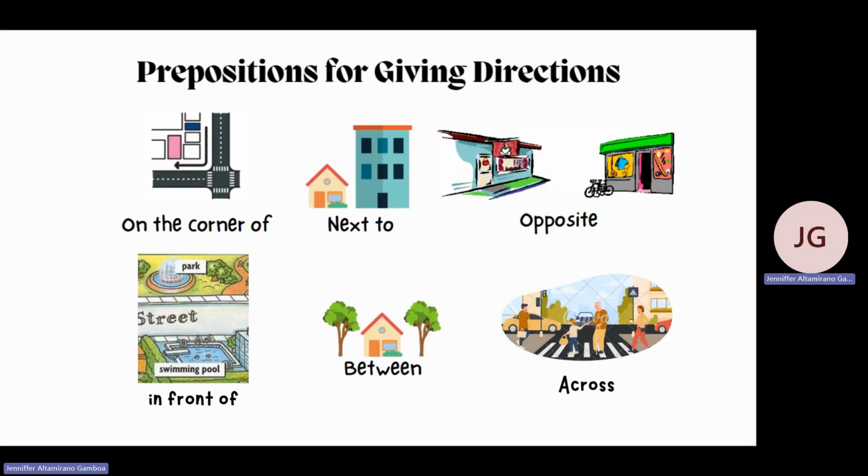And these are some prepositions that you can use for giving directions. On the corner of, next to. For example, the house is next to the building. You can also say opposite. For example, the bike is opposite the coffee shop. In front of, for example, you can say the park is in front of the swimming pool. Between, the house is between the trees. And across.